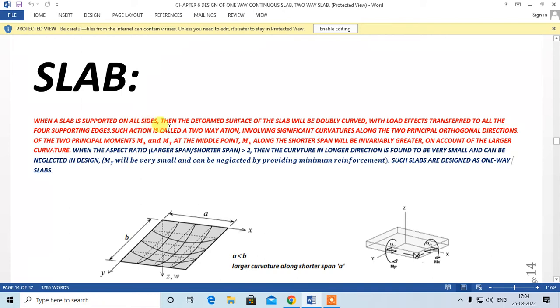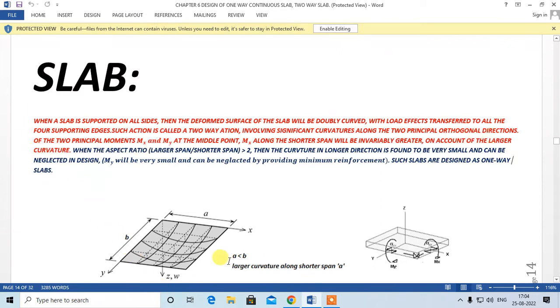Such action is called two-way action, involving significant curvature along the two principal orthogonal directions, with two principal moments Mx and My at the midpoint. Mx is along the shorter span and will invariably be greater on account of the larger curvature.